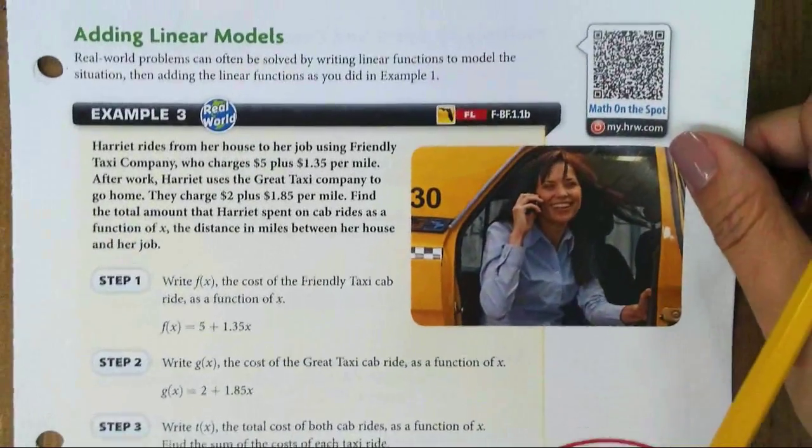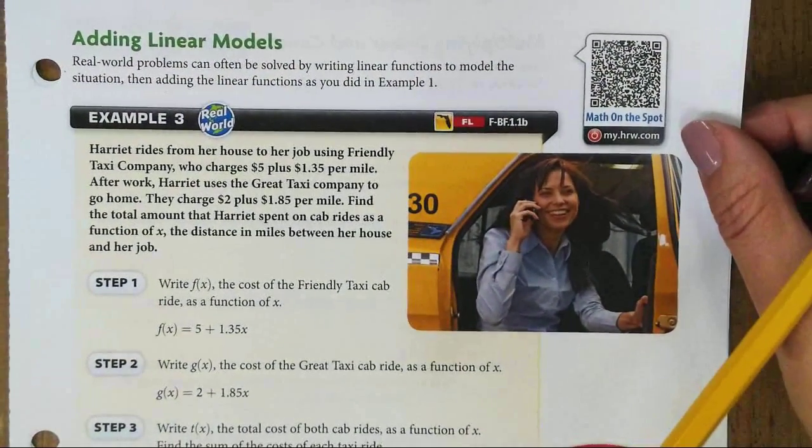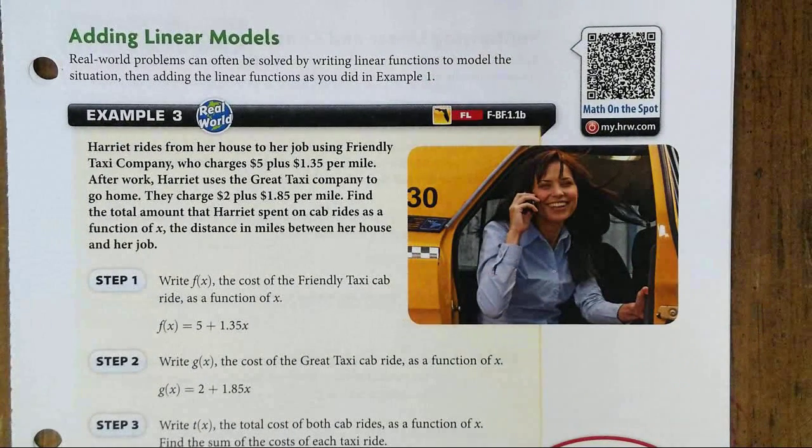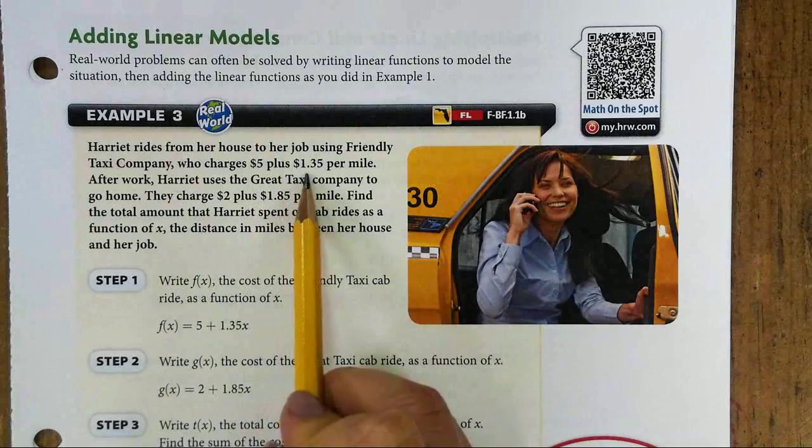All right, so moving on to adding linear models. Here it says that Harriet rides from her house to her job using Friendly Taxi Company, who charges $5 plus $1.35 per mile. After work, Harriet uses the Great Taxi Company to go home. They charge $2 plus $1.85 per mile. Find the total amount that Harriet spent on cab rides as a function of x, the distance in miles between her house and her job. So your very first one is when she's on her way to work. It said $5 plus $1.35 per mile.